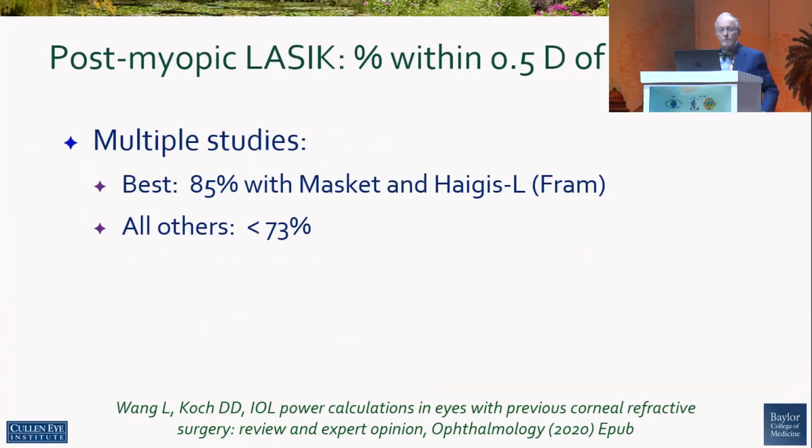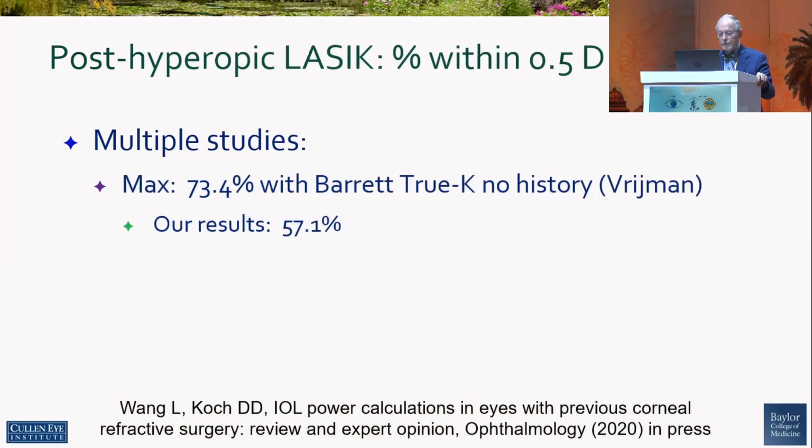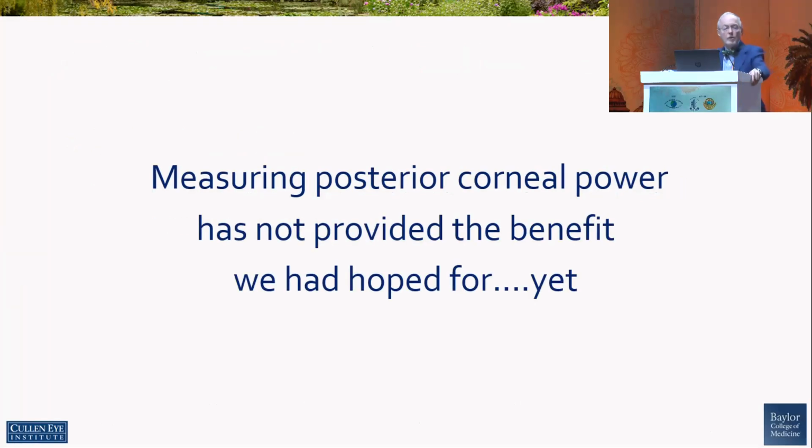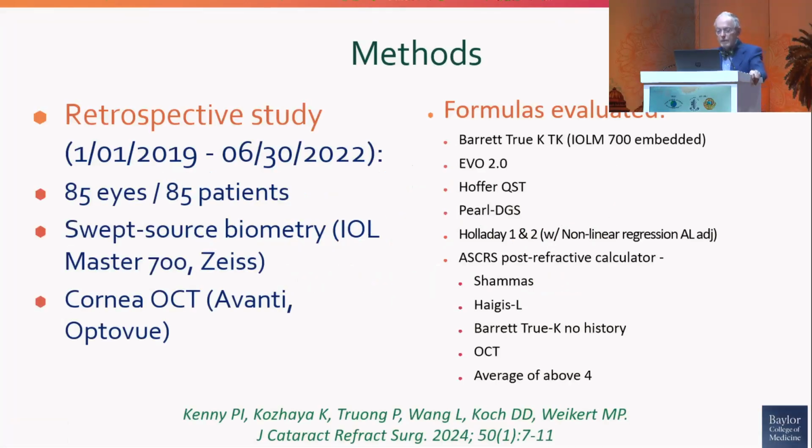If you look at the series of all the papers that are out there, one study showed 85% within a half diopter of target, but every other study for myopic LASIK is less than 73%. And as you've heard, hyperopic LASIK patients can be even more challenging. One study showed 73%, but our results in a paper we published was 57%. Very disappointing. We thought that once we started measuring the posterior cornea and took that source of error out of our calculations, that we would become more accurate, and it really hasn't given us that much benefit.